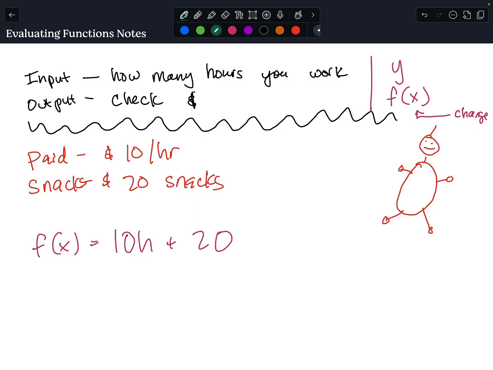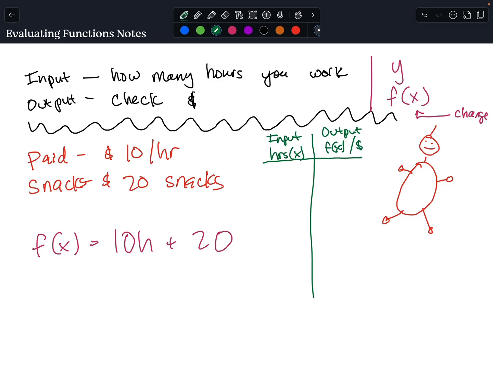So let's go ahead and make a table to determine how much you'll make depending on how many hours you work, right? On the x side of the table, this is your input side. This is how many hours you did or how many hours you input to get your paycheck. So that's going to be your input side, and this is going to be your hours. And depending on how many hours you input will determine how much output you're going to get, or as an f of x, your check, your money.